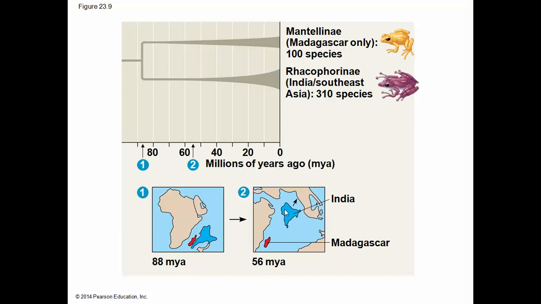Okay, when present-day Madagascar began to separate from India, the frog subfamilies Mantellinae and Rhacophorinae started to diverge, ultimately forming hundreds of new species in each location. The maps show the movement of Madagascar and India over time.